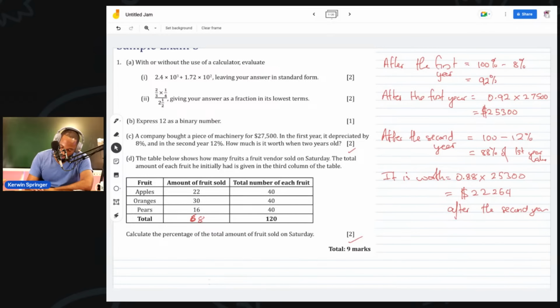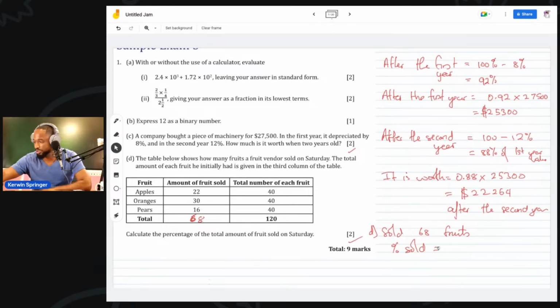So in part D, if he sold 68 fruits, the percentage sold would have to be, so nobody put the answer in the chat yet? It would have to be 68 out of the 120 multiplied by 100 over 1. What is your calculator telling you that is?